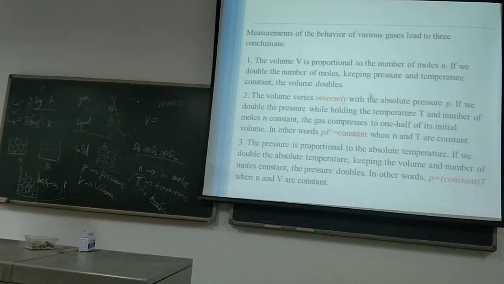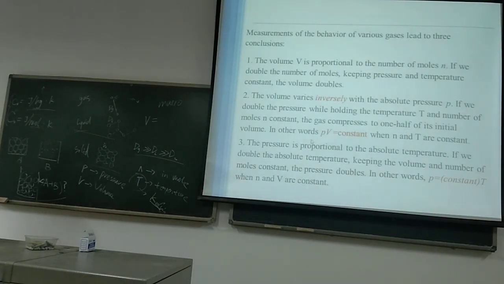The first one is that the volume is proportional to the number of moles. If we double the number of moles, keeping pressure and temperature constant, the volume doubles. And the second one, the volume varies inversely with the absolute pressure P. If we double the pressure, holding the temperature and the number of moles constant, the gas compresses to 1/2 of its initial volume.